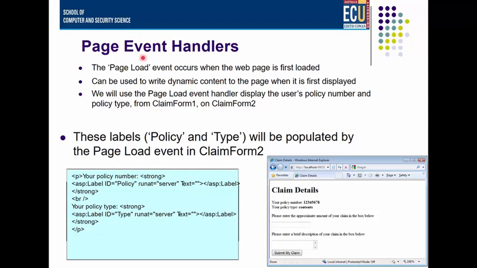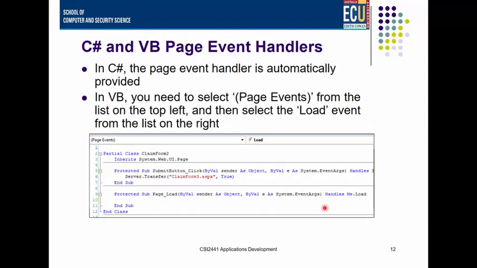So event handlers are critical in this case when we use server.transfer especially, and this is the same example in which we want to move from claim form 1 to claim form 2. If this is claim form 2, we would have certain labels on this claim form to display this information, and this is how we basically code behind the button the server.transfer and move, for example, claim form 2 to claim form 3.